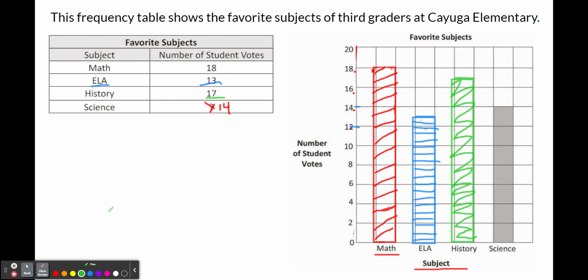Okay, so we labeled everything and built our bar graph. Here we created a bar graph of all of the subjects that the third grade students had for their favorite subjects. Now we can use this to look at different information and gather data. This is another way of representing data, a bar graph and a frequency table.